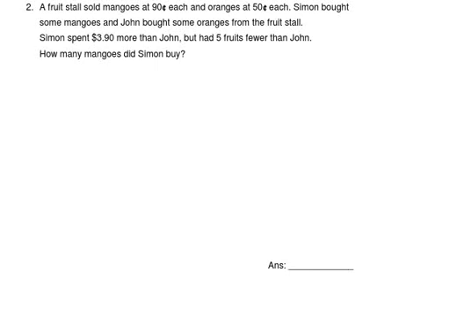Okay? Now, Simon spent $3.90 more than John, but had 5 fruits fewer than John. So, Simon spent more, yet he has fewer fruits. Yes or no? Okay, so what fruit do you think Simon bought? Mangoes, right? Because mangoes will allow you to spend more, but you get fewer fruits because mango costs more. So you need to understand the question. So, how many mangoes did Simon buy?